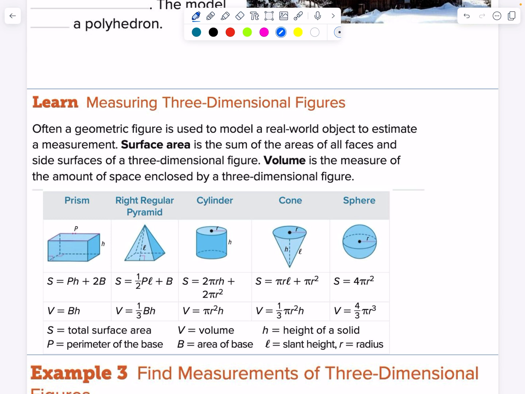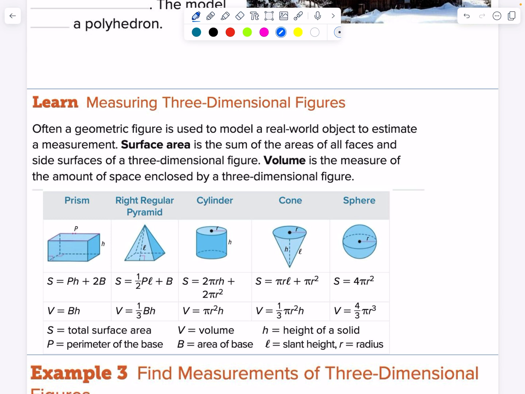So these are shortcuts. Obviously, on ones that are not circular, you can always just add up all of the faces of the polyhedron to find the surface area, and then volume, you kind of do need the formula for volume. So just keep that in mind when you're doing those.